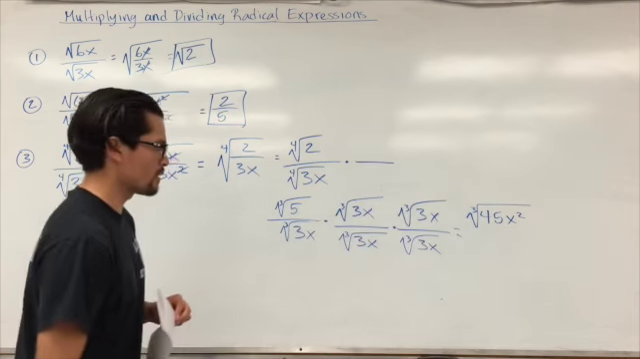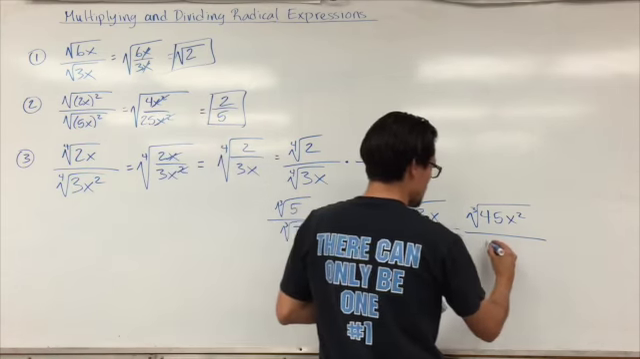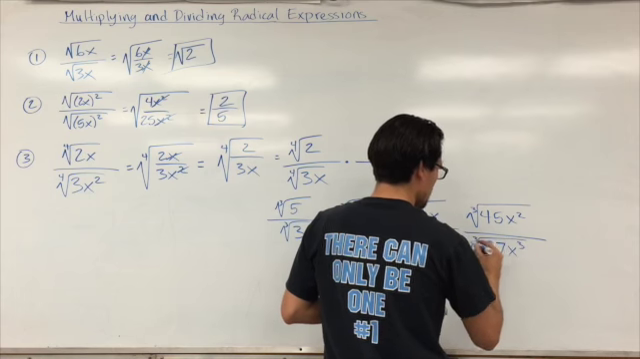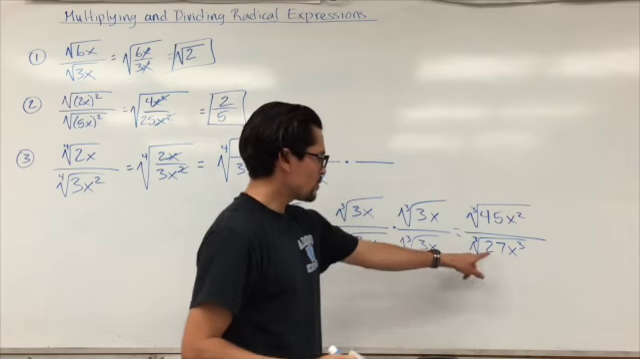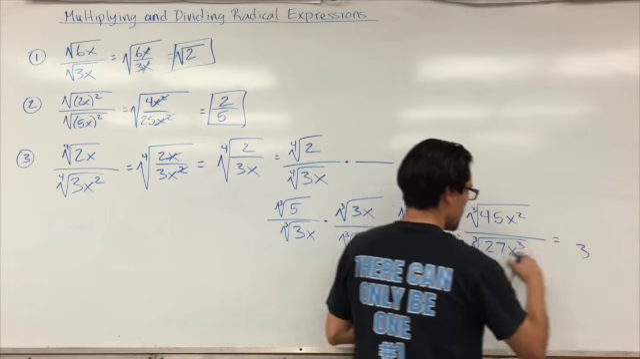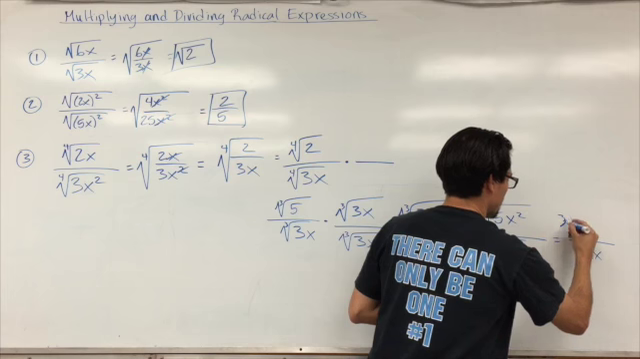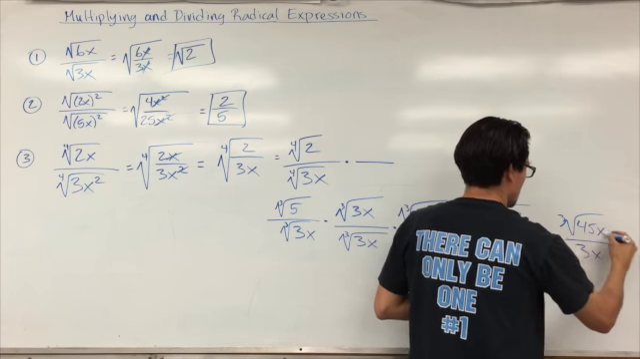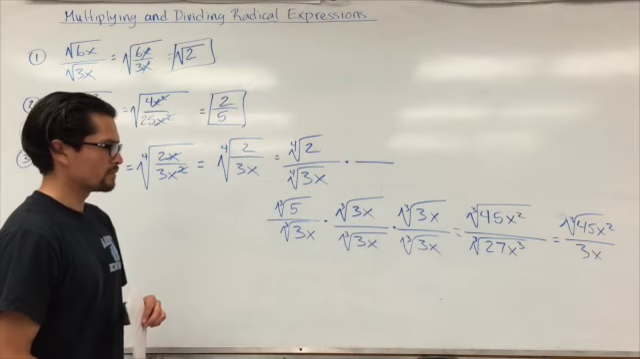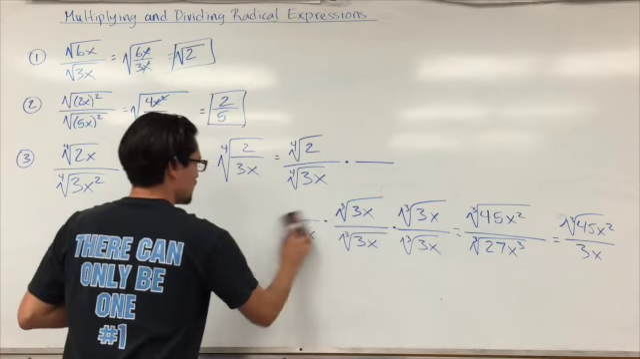Cube root of 45x squared over 3 times 3 times 3 is 27. X times x times x is x cubed. Cube root of 27x cubed. And 27 is a perfect cube, so I can take the cube root of it, which is 3. X cubed, take the cube root of it, is just x. And that's your final answer for that. Okay, so these get a little bit more complicated, but it's okay, we can do it. Now let's finish that one.